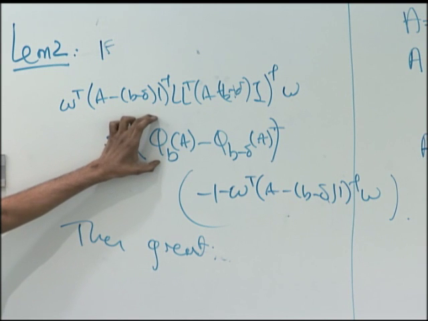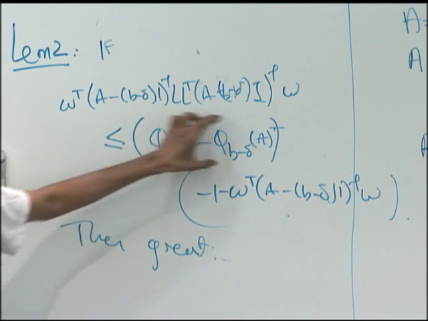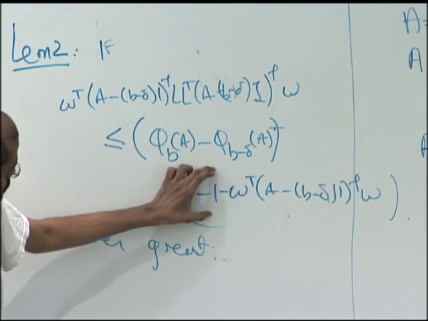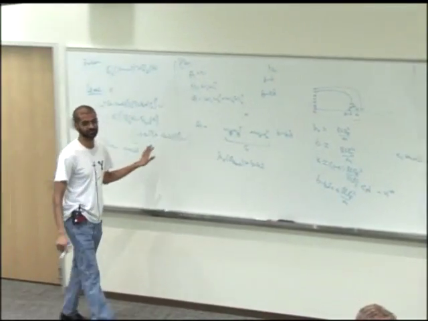This is the change in potential if I just shift the barrier back. So I told you that if I shift the barrier back, the potential decreases. So the potential at B minus the potential at B minus delta is some positive number. And this minus 1 minus this quadratic form is exactly the same quadratic form you saw in the good condition, right? Except with B minus delta instead of B.